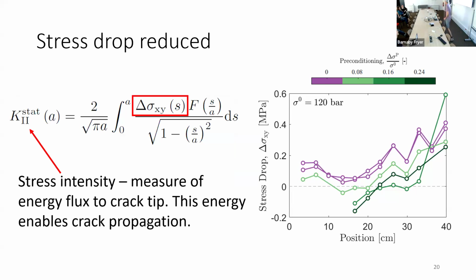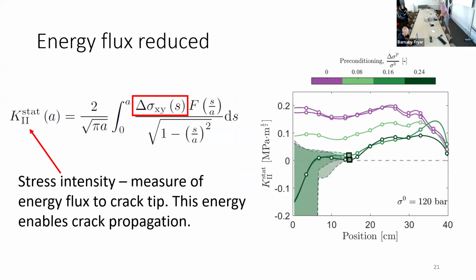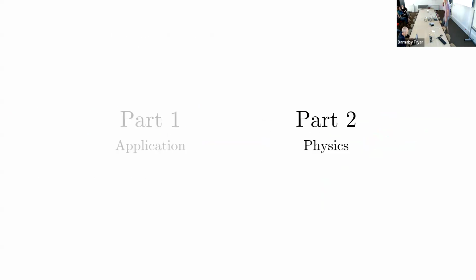So the details don't matter too much, but if we calculate the stress intensity, which is a measure of the energy flux, we can see that the stress drop is right there in this term. It's directly influencing stress intensity. And so indeed, if we then calculate this, we can see that the stress intensity is reduced the bigger the stress drop is. So that's a dry demonstration of preconditioning, how we think it should work.